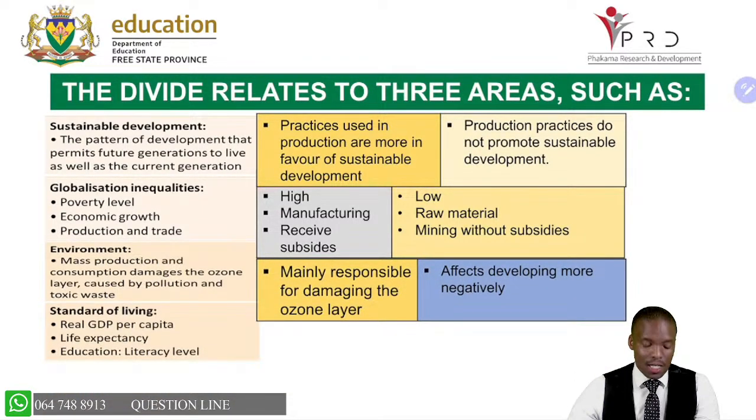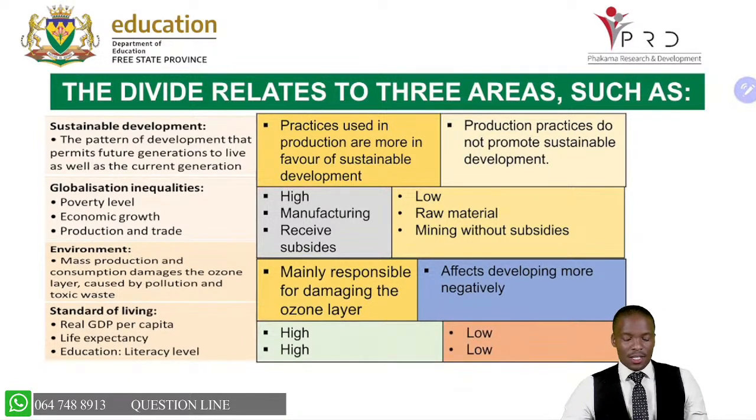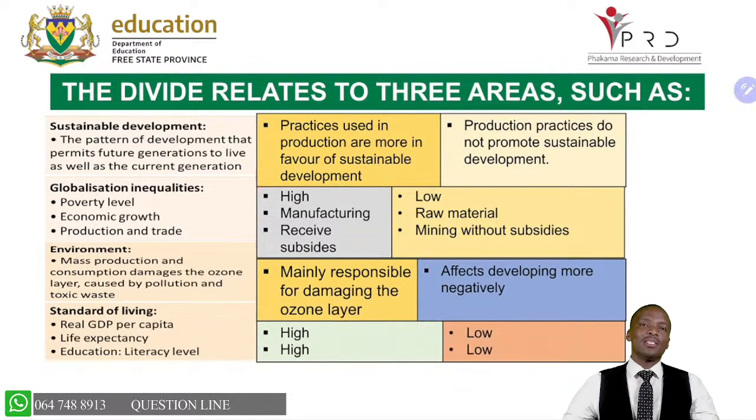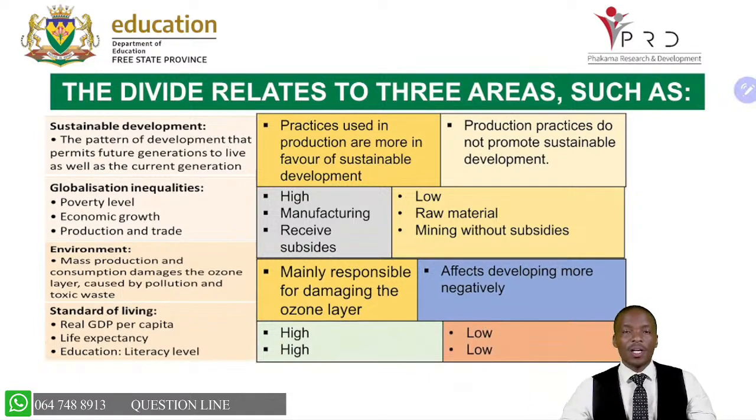The standard of living: real GDP per capita, life expectancy, education, as well as literacy levels. If you look at the developing countries, the literacy level is low. And in the developed countries, the literacy level is high. If you look at the issue of education, in the developed countries there is a high level of education, while in the developing countries there is a low level of education, as a revision in terms of the characteristics of developing countries.